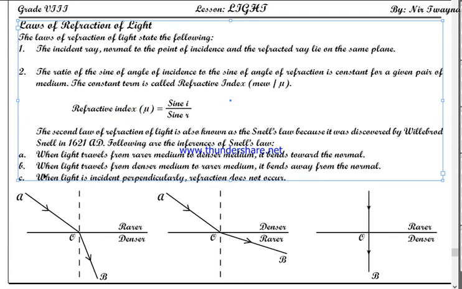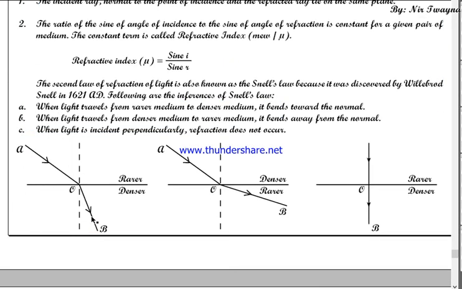Now this refractive index indicates to what extent light bends. In this case, if the refractive index is less, the light bends only this much. If it has a little more refractive index, it will bend like this. Even more, bend like this. If it has a very high refractive index, it might bend something like this. So the refractive index tells you the extent of bending of light. The higher the refractive index, the more the bending will be.